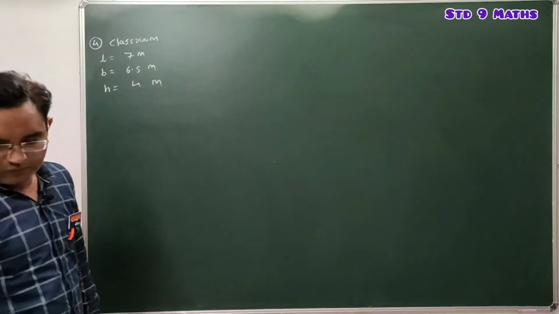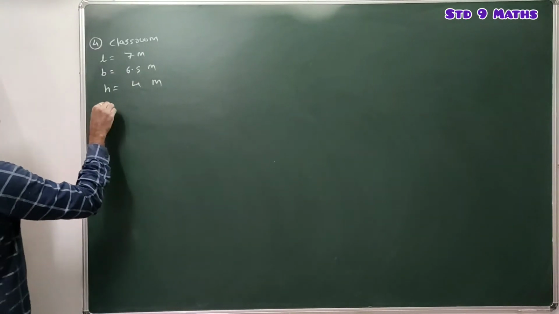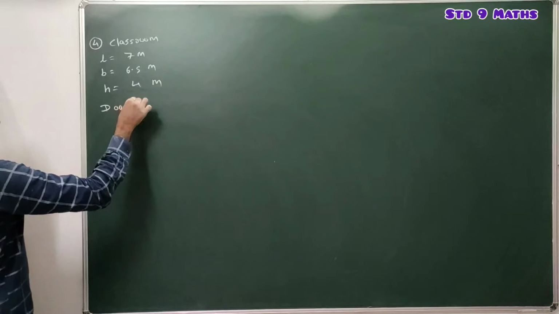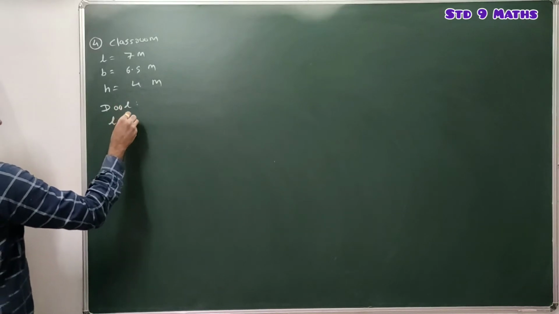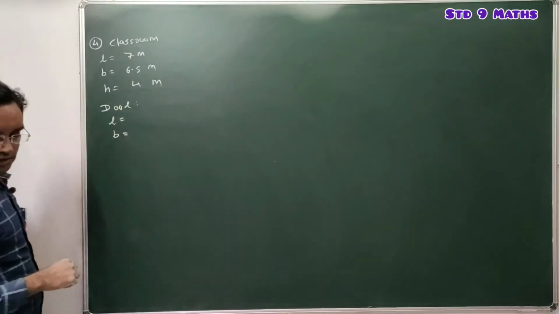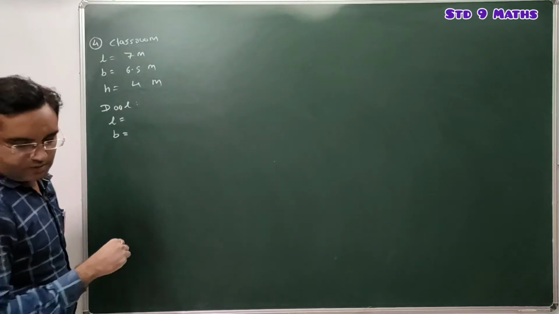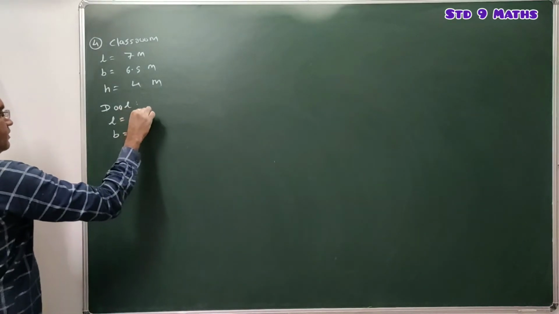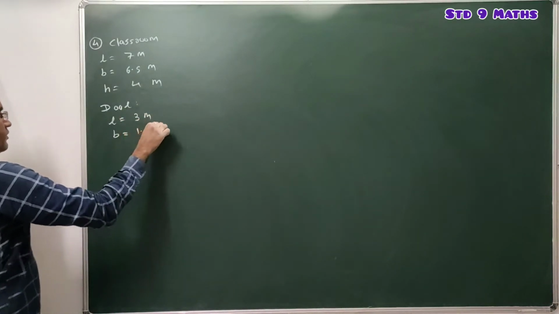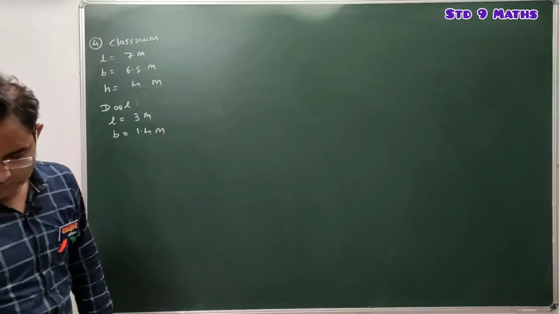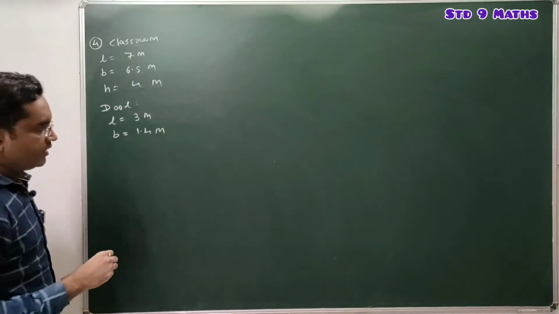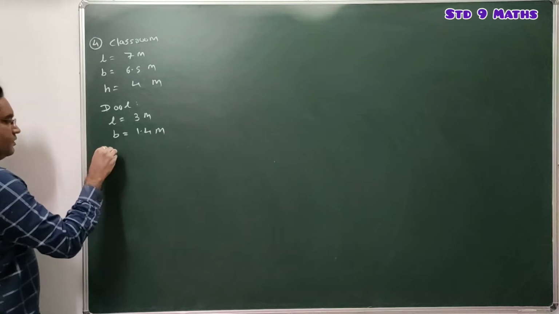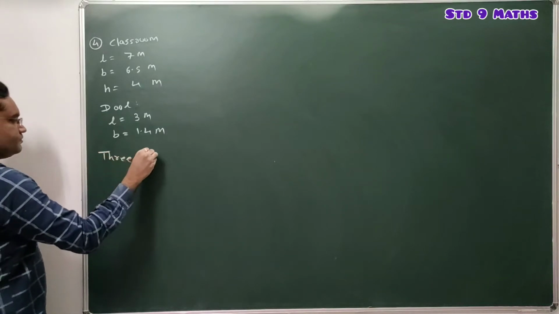This classroom has one door. The classroom has one door whose dimensions are given. Length and breadth. It's a rectangular door whose dimensions are 3 meter and 1.4 meter. These are the dimensions of the door. One door and 3 windows are there. 3 windows are there.